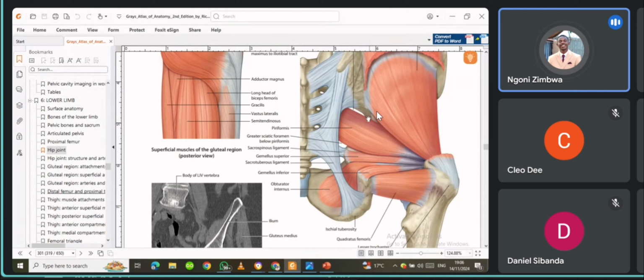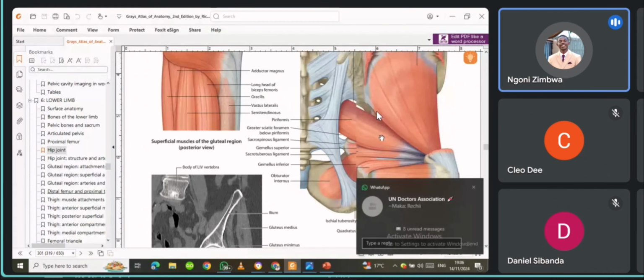It is also facilitated by the piriformis muscle, coming from the internal surface of the sacrum through the greater sciatic foramen. It inserts at the apex of the greater trochanter, so when it pulls, it is going to cause abduction. I think I've mentioned that one. Very important. Now let's go to the medial rotation.